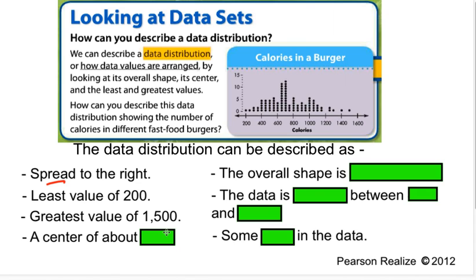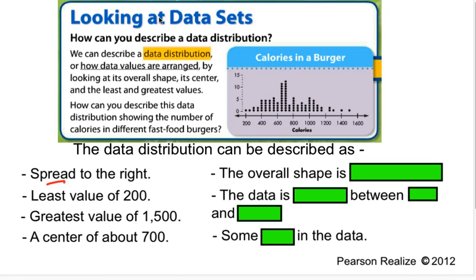The center is exactly what they're talking about. Where would the approximate center be? In this case, the center is somewhere around right here, which would be between 600 and 800, which would give us 700 as the approximate center.